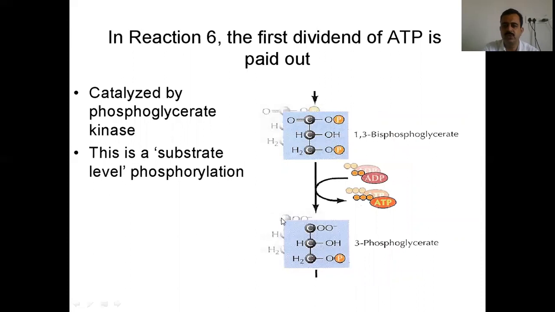Reaction 6, the first dividend of the ATP paid out, is catalyzed by phosphoglycerate kinase. From the 1,3-bisphosphoglycerate, one ADP molecule is utilized and one ATP is generated. You can see here that the phosphate at the first position becomes unstable, and ultimately 3-phosphoglycerate is generated.